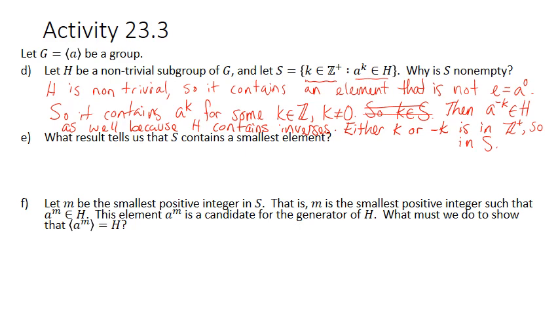Part E, what result tells us that S contains a smallest element? So again, this is just the well-ordering principle. Whenever you have a subset of the whole numbers that is non-empty, or a subset of the positive integers that is non-empty, that will have a least element.